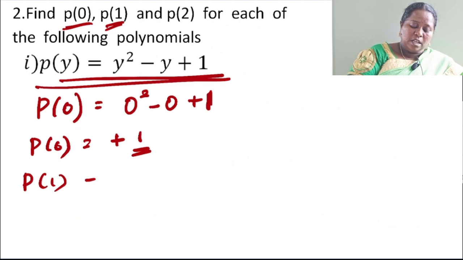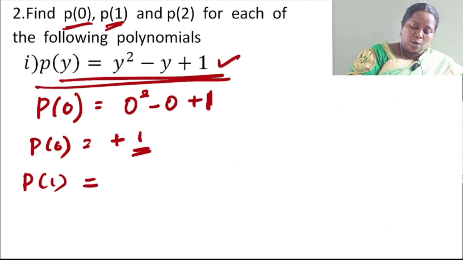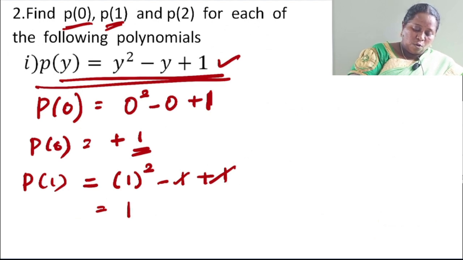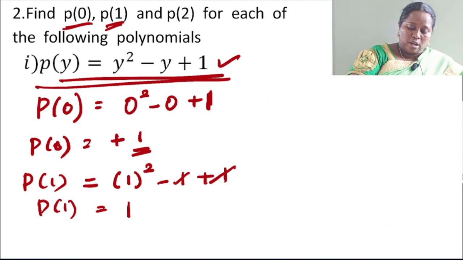What is P of 1? I am going to substitute in P of y. So what is P of y? Y squared minus y plus 1. So here I am going to substitute 1 instead of y: 1 the whole squared minus 1 plus 1. Minus 1 and plus 1 will be cancelled. Here 1 squared is there. The answer is 1. Therefore, P of 1 is also 1.